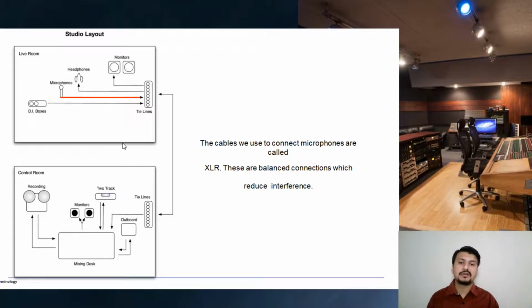The cables that we use to connect microphones are called XLR cables. Here, highlighted in red, you can see the microphones connected with the lines that come to the mixing desk. These are connected with XLR cables. These are balanced connections which reduce interference. A lot of cables are there in the studio, so many times interference creates disturbances, earthing, and noise. So XLR cables are the best for this.